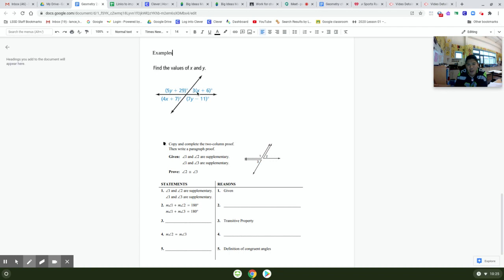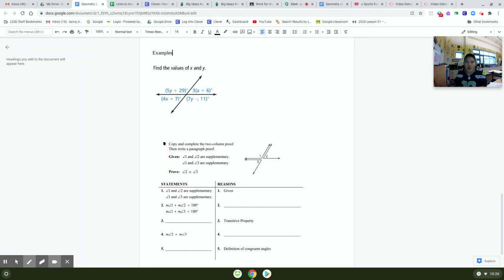So you could set up 3 times the quantity x plus 6 plus the quantity 5y plus 29 equals 180. You run into a small problem because you have two variables in one equation. You could also set 4x plus 7 plus 7y minus 11 equal to 180. What you would really have there is what's called a system of equations, something that you should have learned about last year in algebra. Two equations with two variables, which means you could use, if you remember, substitution, you could use elimination. You can even graph those, although I wouldn't recommend doing that.